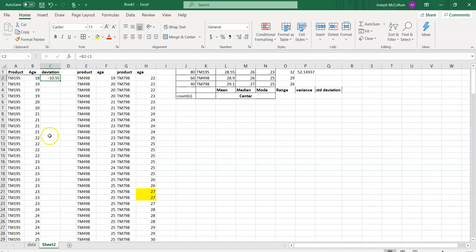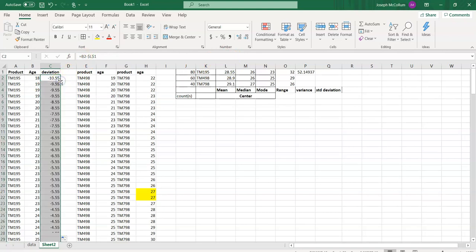Now, I'd love to move this formula down, but there's an issue with this formula to do that. If you want a number not to move, you have to make it an absolute reference. And to do that, you put dollar signs around the letter. The dollar signs around the letter will freeze that cell. So in this case, the 28.55, I don't want to move. It is the same average all the way down. I want to take all these numbers minus this average. And this formula will do this.